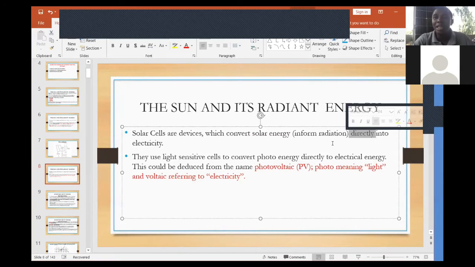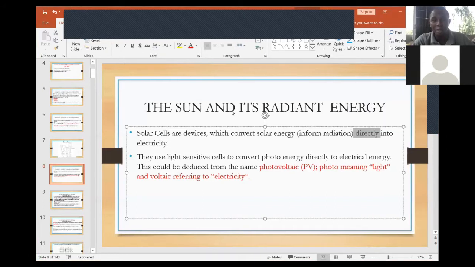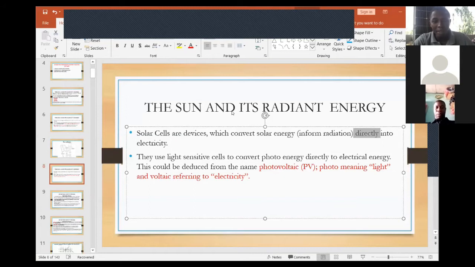There are so many energy systems that you will find around. What they do is convert one form of energy to another. But what we are saying is that in solar cells, they convert it directly to electricity.